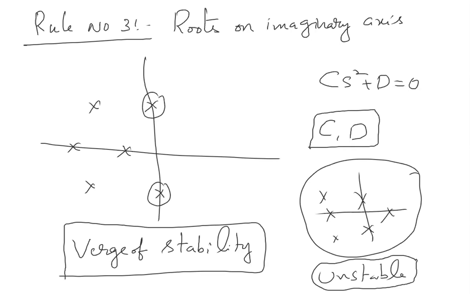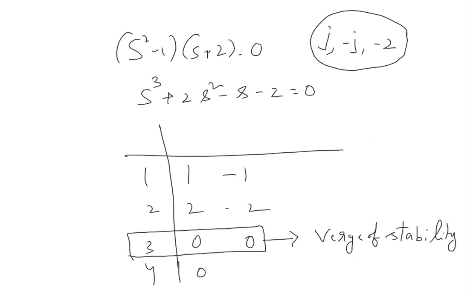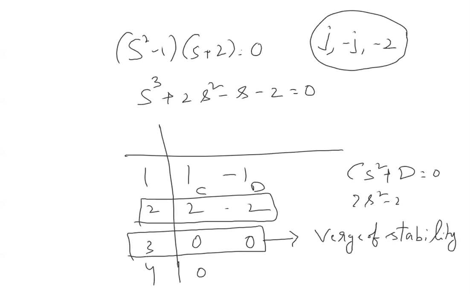Clear? Now, what this rule says is, if you take the n minus 1th row, this will become C, this will become D. So CS square plus D will give the roots on the imaginary axis. 2s square minus 2 equal to 0. What are the roots? S equal to j, minus j, which is true, no? See, what I'm trying to say in the demonstration is, I'm taking a known system and I'm verifying the theorem. So this says j and minus j are the roots, which is true because I have taken j and minus j as the roots, no? With this one, 3 rules are over.